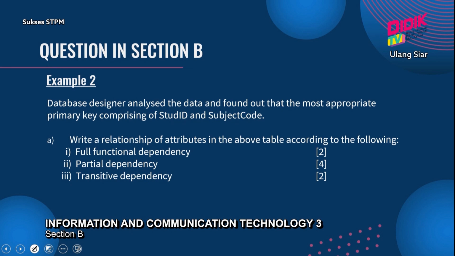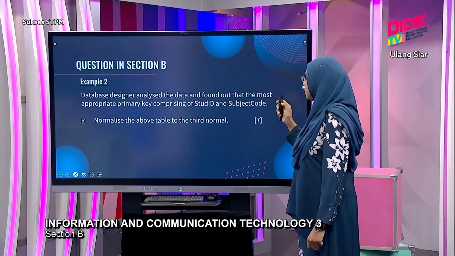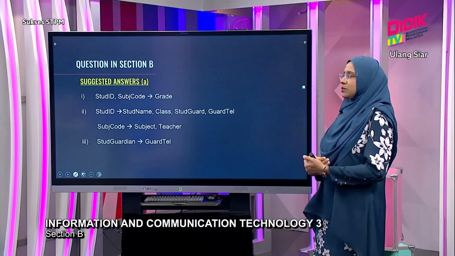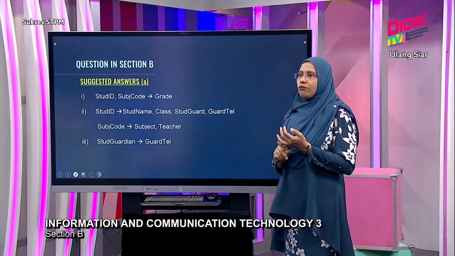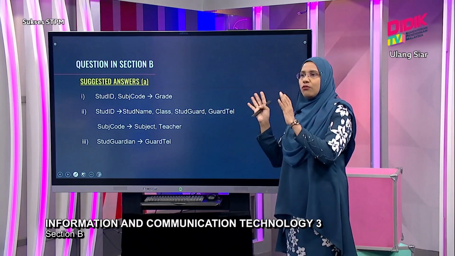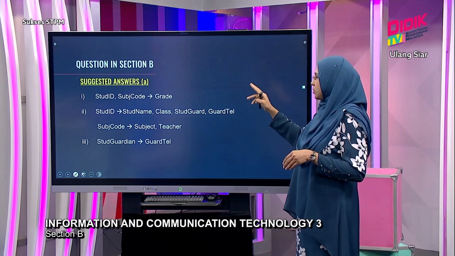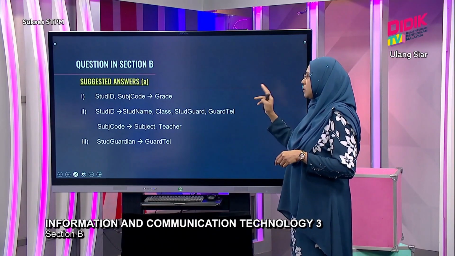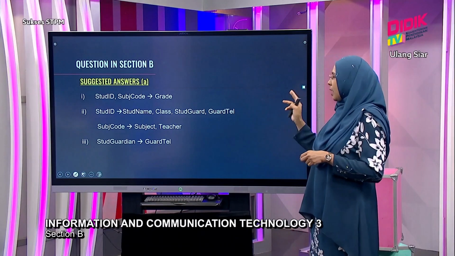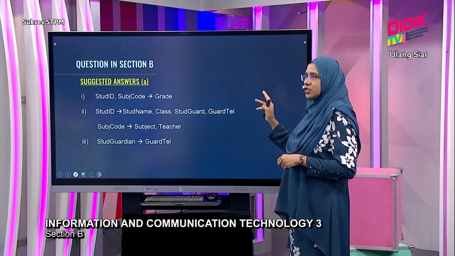Okay, so how to write dependency? I told you just now. Okay, number 2, normalize. After you identify the dependency, you normalize to third normal form. Okay, so the suggested answer. For full functional dependency, you must make sure all the attributes fully depend on its primary key. So the answer is student ID and subject code. Both are primary key where grade fully depends on them. So this is full functional dependency.